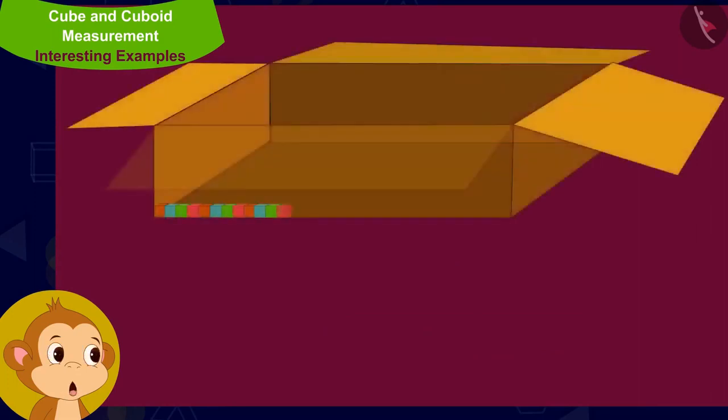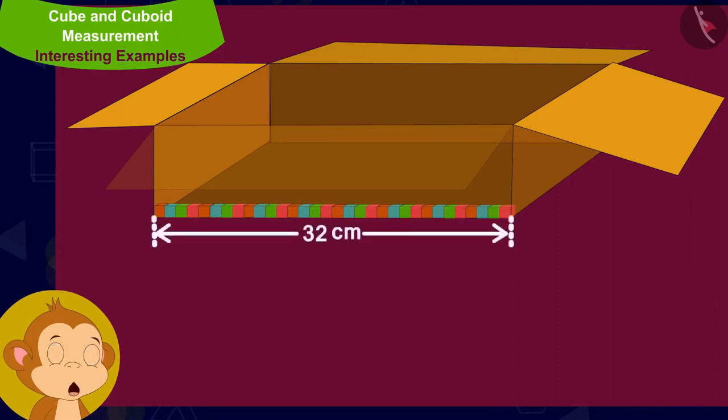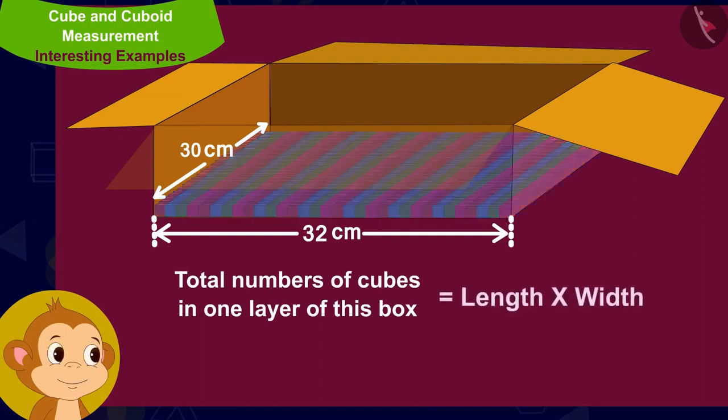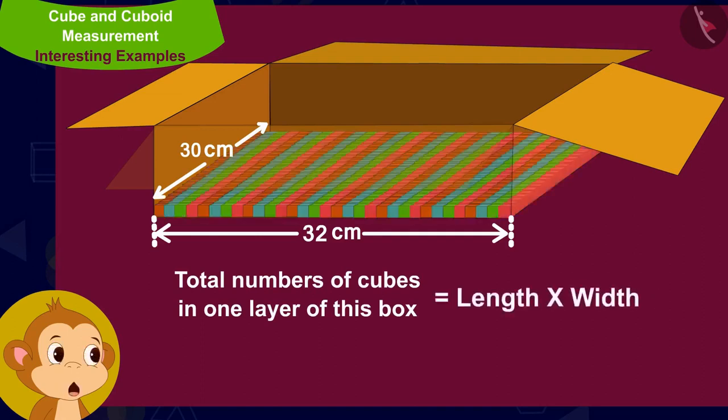Now, the length of this cuboid-shaped box is 32 centimeters or 32 cubes of dimension 1 centimeter each. Its width is 30 centimeters or 30 cubes of dimension 1 centimeter each. This means that in one layer of this box, there are its length times width, or 32 times 30.